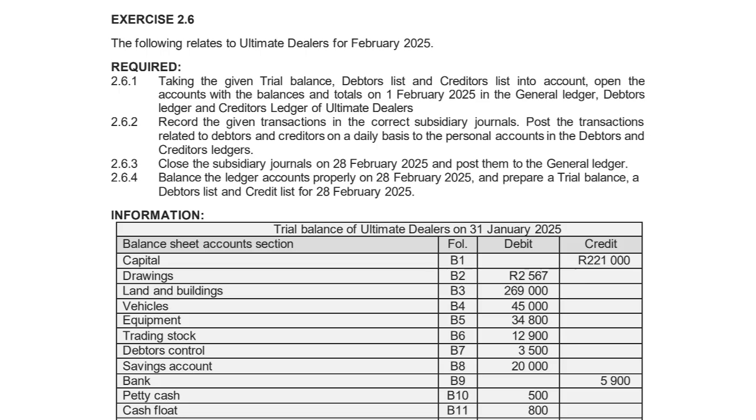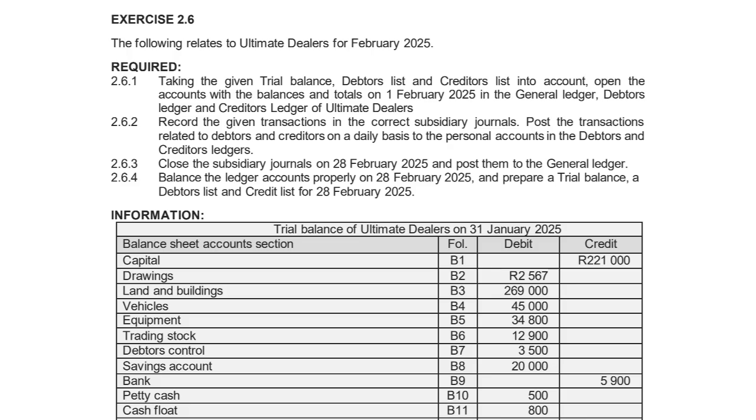Post the transactions related to debtors and creditors on a daily basis to the personal accounts in the debtors and creditors ledger. 2.6.3. Close the subsidiary journals on 28 February and post them to the general ledger. And 2.6.4. Balance the ledger accounts properly on 28 February 2025 and prepare a trial balance and debtors list and creditors list for 28 February 2025.